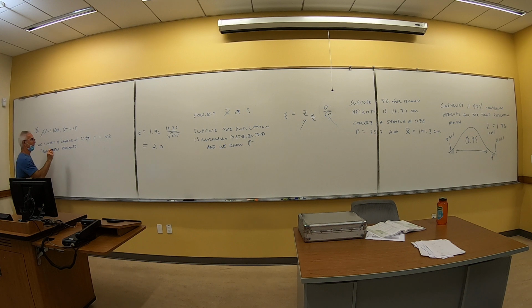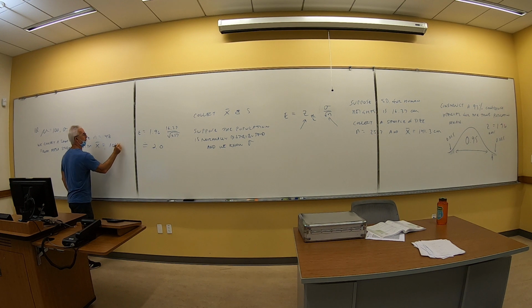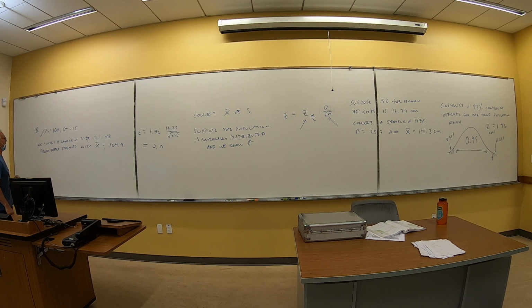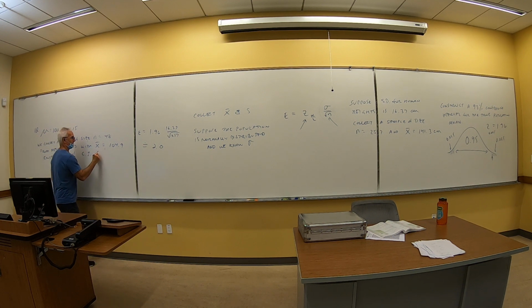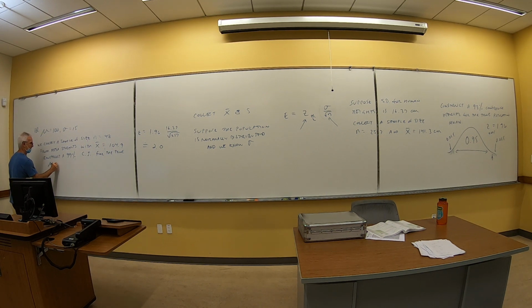So we go out and collect n equals 48, and let's say with an x bar of 104.9. So here's what we want to do. We want to find a confidence interval of the true IQ of Mesa College students, okay? So this time let's do a 99%. Actually, the word we usually use is construct. So let's construct a 99% confidence interval, call it a CI, for the true mu of Mesa students.